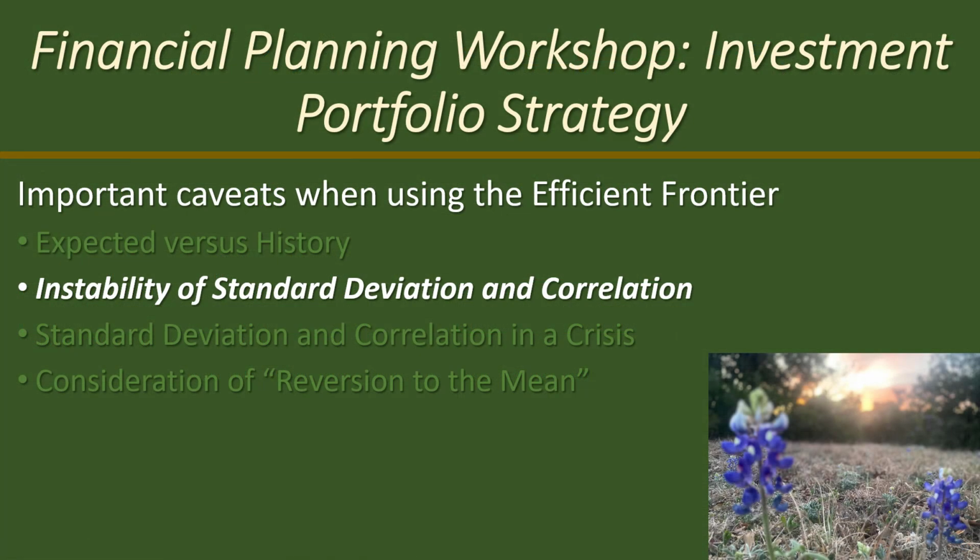Next, I want to talk about standard deviation and correlation. Remember, standard deviation was the input into the efficient frontier on a measure of risk, and correlation was the input into the efficient frontier to understand diversification, how well one asset class helps diversify another one. So the first issue I want to talk about is how unstable standard deviation and correlation are.